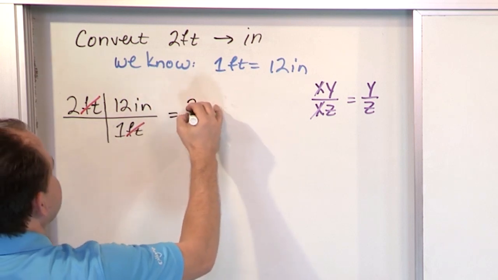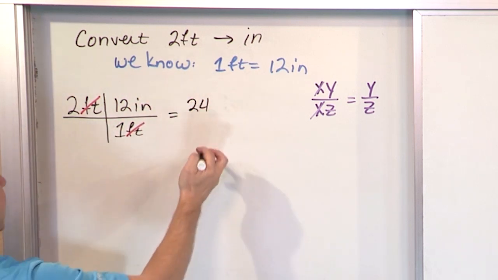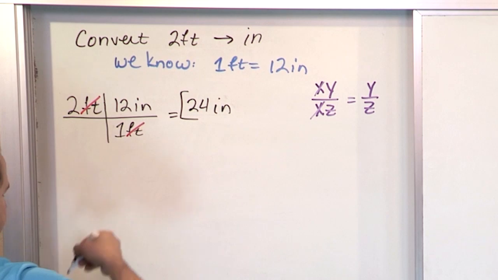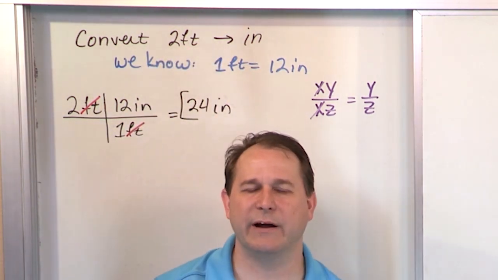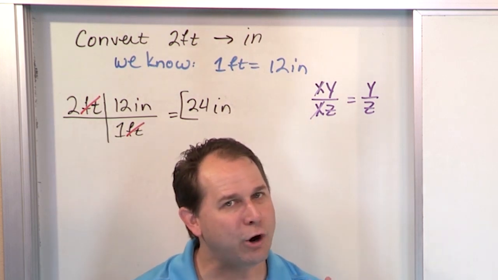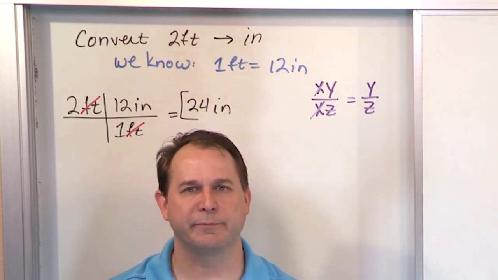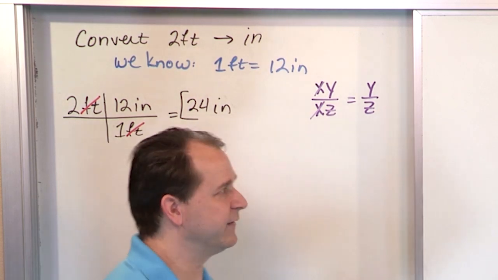So 2 times 12 is 24, and the only unit remaining is inches. That's the answer. So again, very simple problem because you already knew to multiply by 12. Everybody watching this knows that. But as the problems get harder, you're not going to know exactly if you should multiply or divide. I promise you by the end of this lesson, we'll get to some of those.